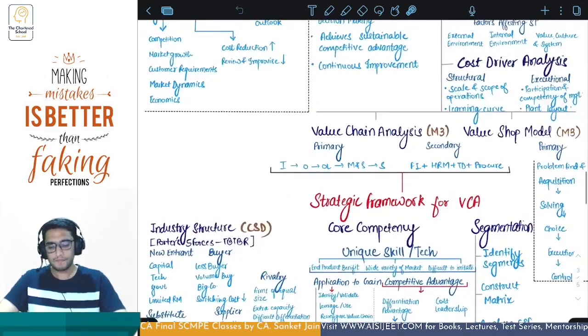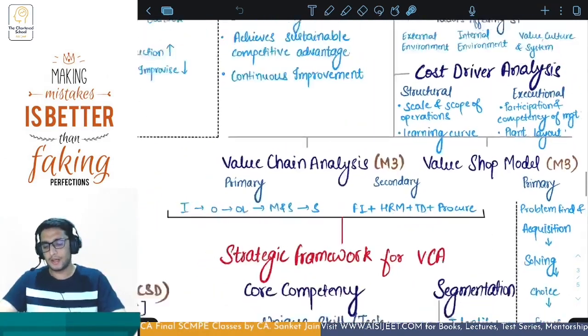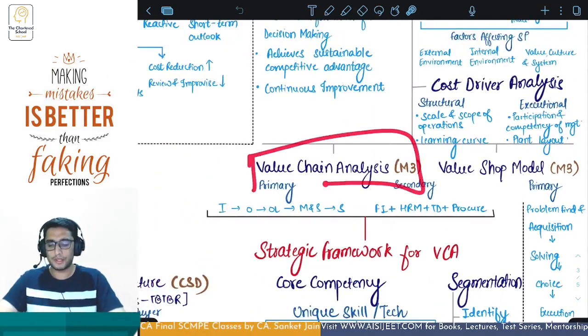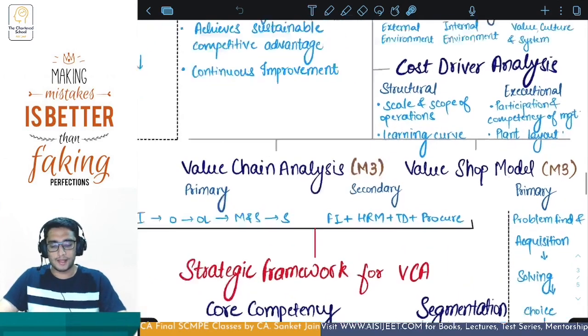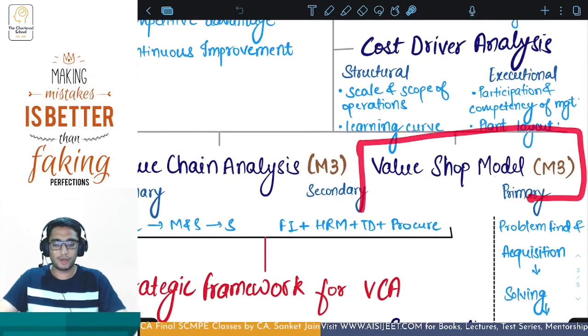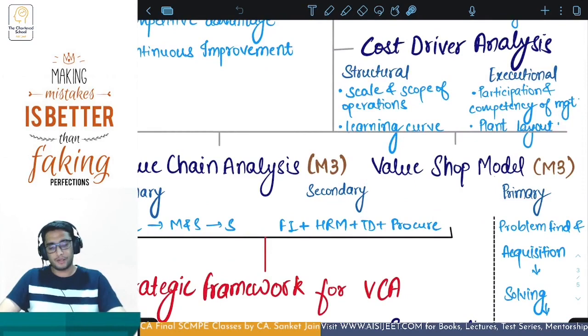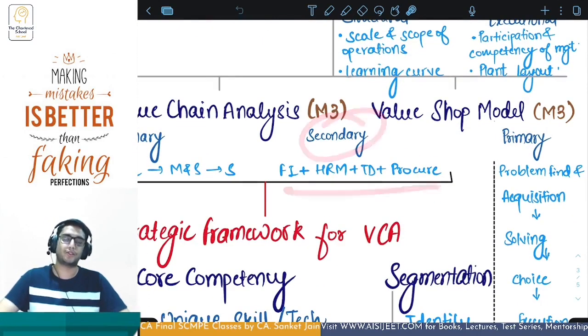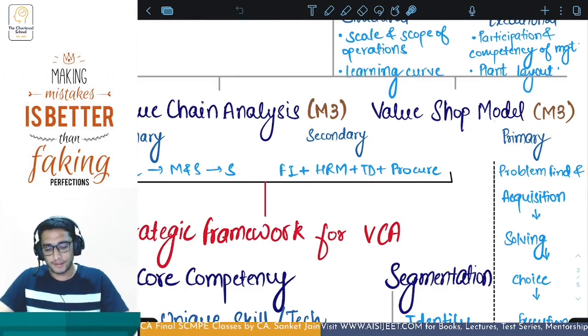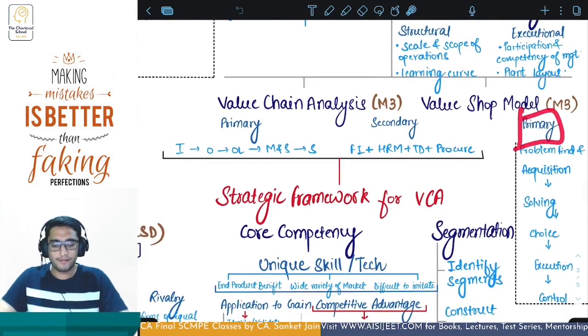Just like value chain analysis, which is majorly used for companies which are into manufacturing, for service sector entities there is another model called the value shop model. Now, this value shop model shares the secondary activities, as in it has the same supporting activities, but there is a different set of primary activities. There are five primary activities.